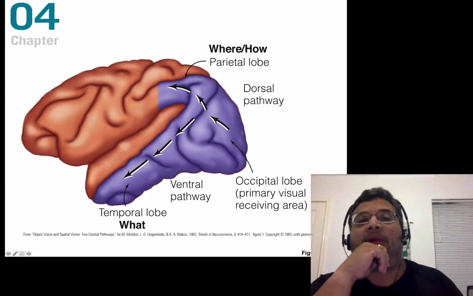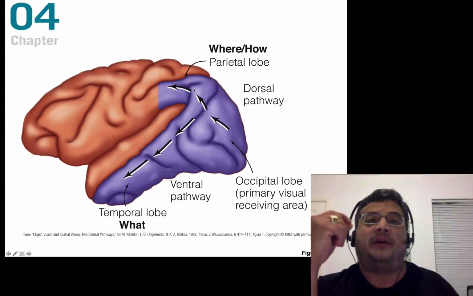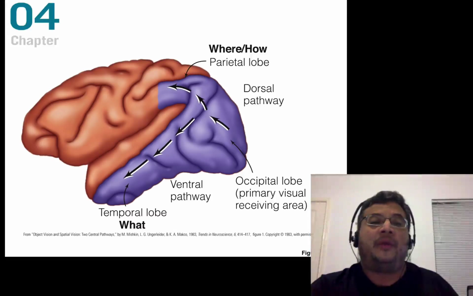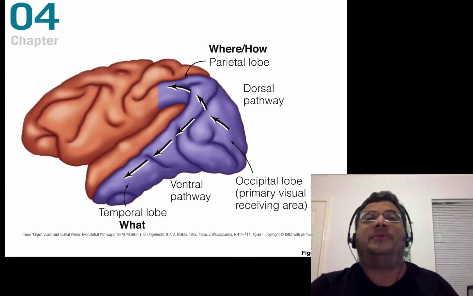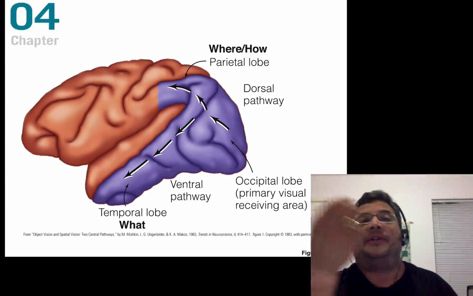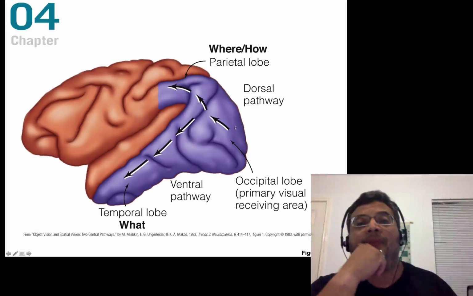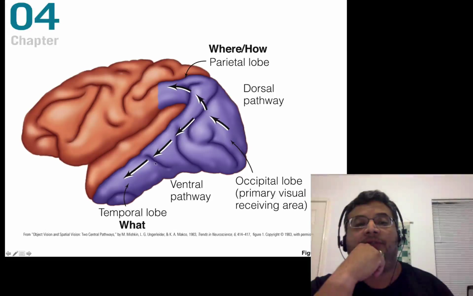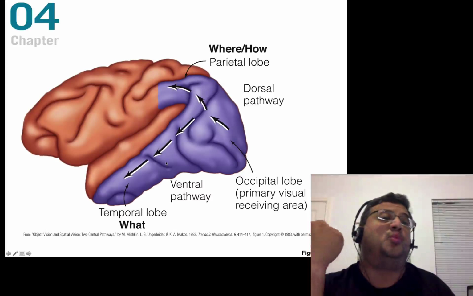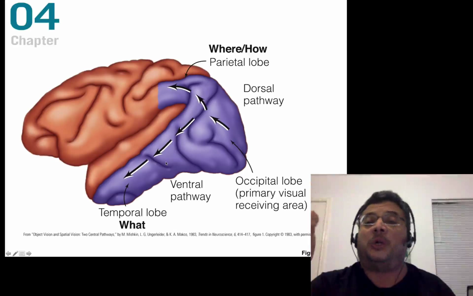So the dorsal pathway runs up to the parietal lobe area, to the entire parietal region, and it has to do with where and how. So where is something, and how do you use it? How does it relate to my goals? Whereas the ventral pathway, which is the temporal lobe pathway, relates to what: what is it? What is it called?